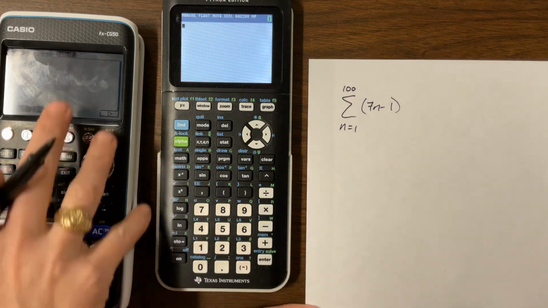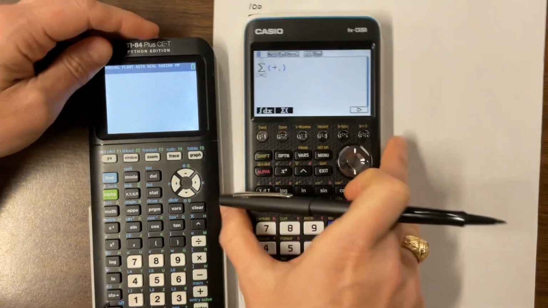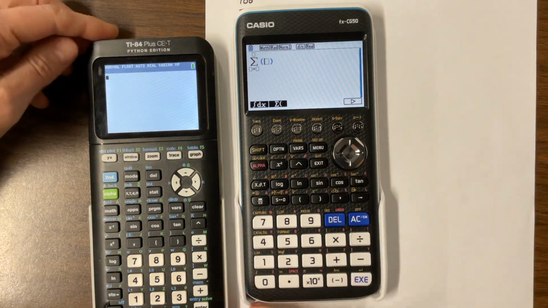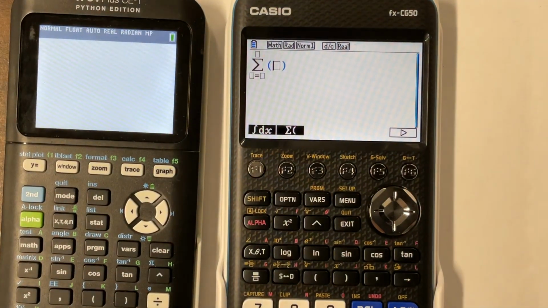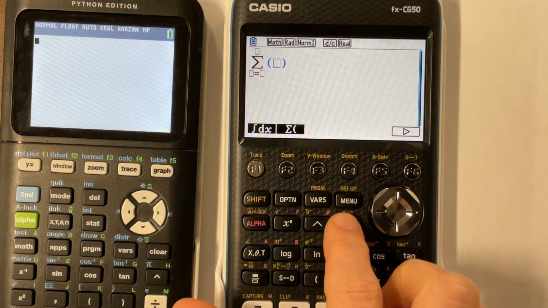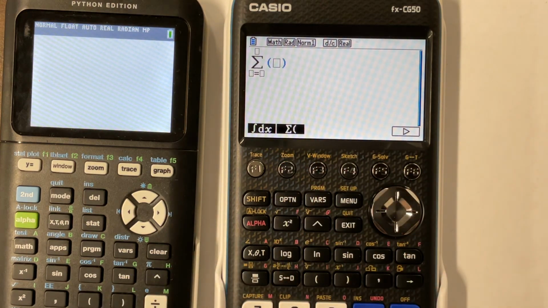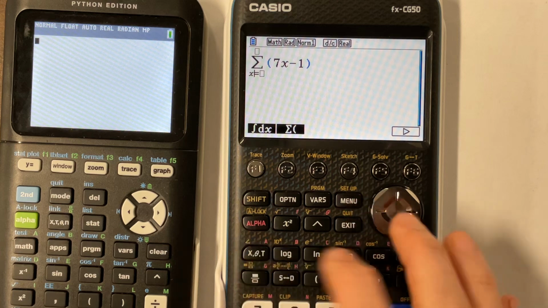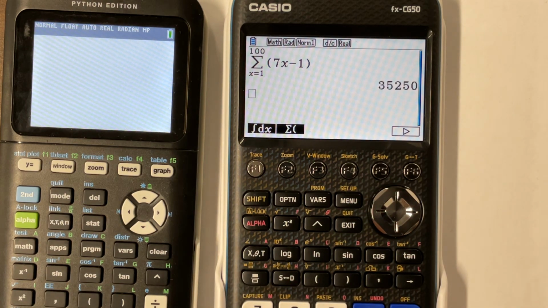Let's zoom in so you can see my screen a little bit better. There, does that help? Just a reminder, I went math and then over, and there's that summation. It was 7x minus 1. Well, I had written 7n minus 1. Then I can come over, and I want x to go from 1 to 100, and there is the sum.